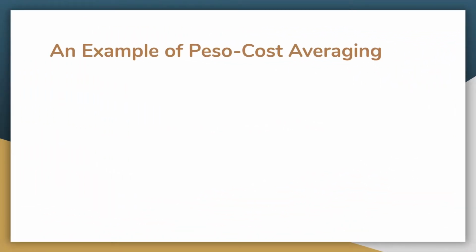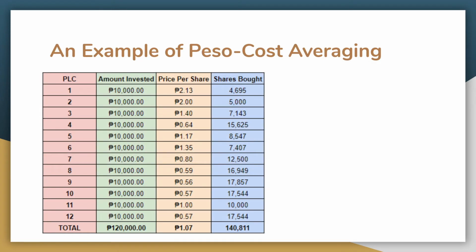Then here is an example of a peso cost averaging table. I just wanted to clarify here, PLC is Premium Leisure Corporation. That is a stock that is listed in the PSE, Philippine Stock Exchange. And here you have 12 rows, and each row represents each month that you're gonna invest.